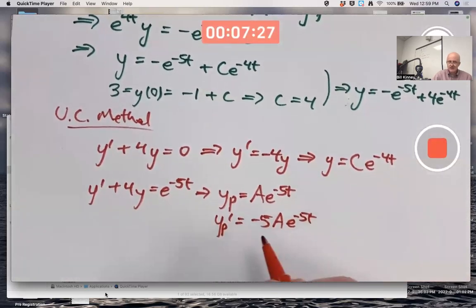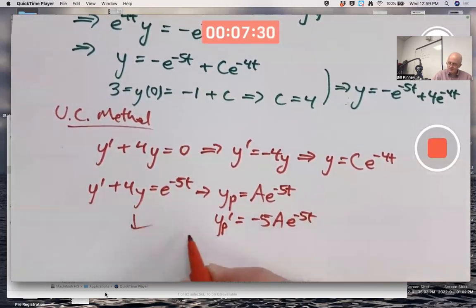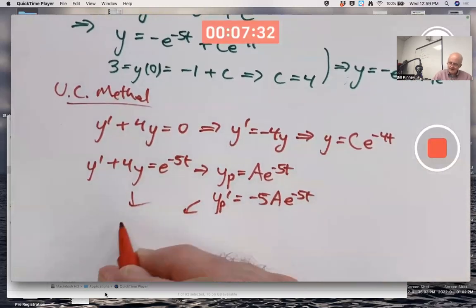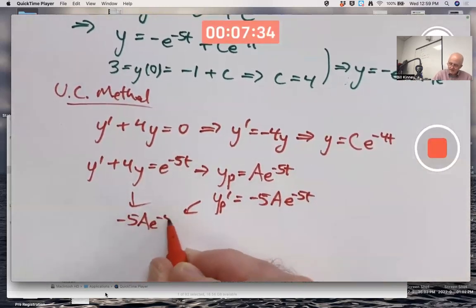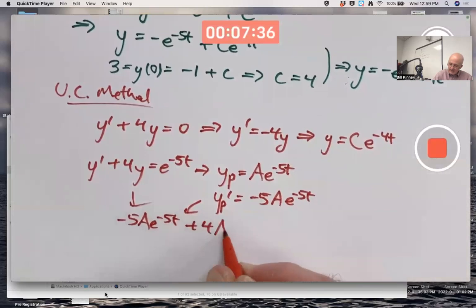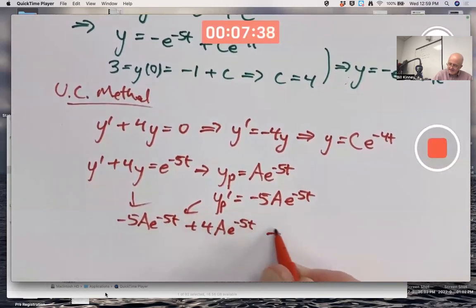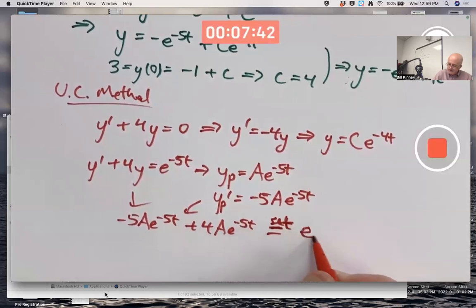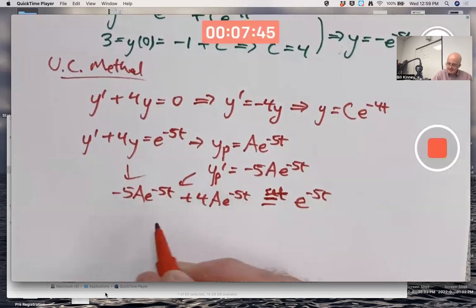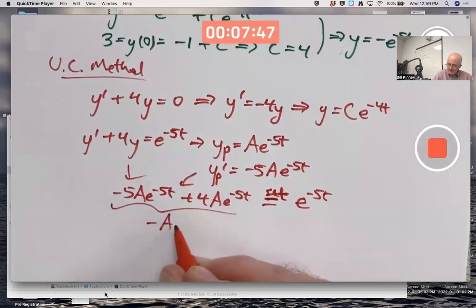Plug these things into the left-hand side of the differential equation. Get negative 5a e to the negative 5t plus 4a e to the negative 5t. We're setting that equal to the right-hand side function, e to the negative 5t. This simplifies to negative a e to the negative 5t.